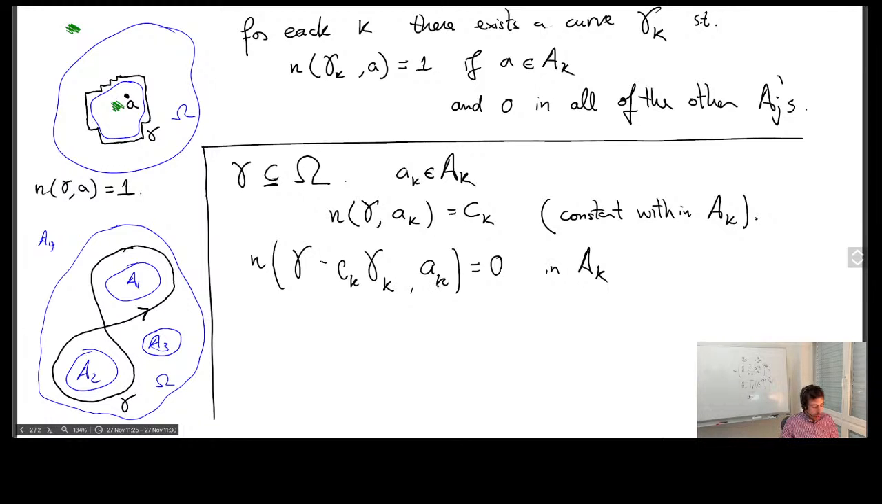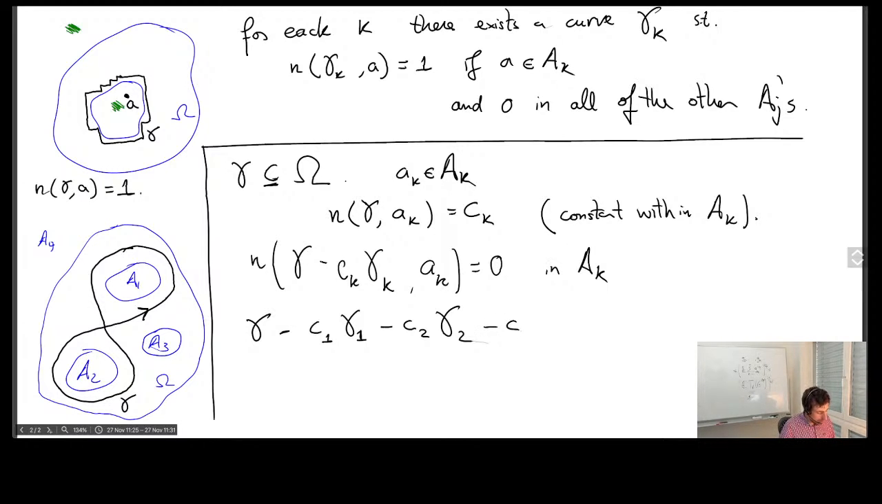And it didn't change on any of the other sets. And remember, around AN it was 0 to start with. So basically, it's easy to see now. I'll write it and then maybe we can discuss it to convince ourselves. If I subtract C1 gamma 1, I now have winding number 0 at A1, and the winding number didn't change on any of the other sets, because gamma k has winding number 0 around any other Aj.